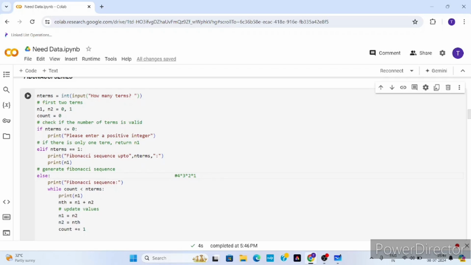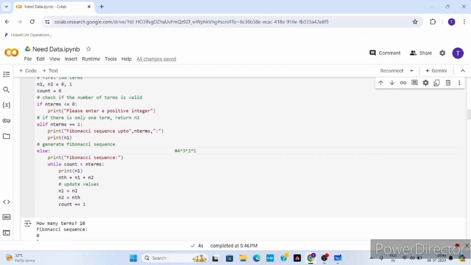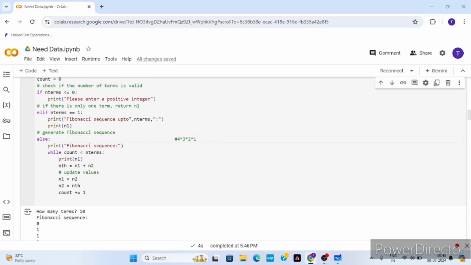So we have two numbers. n1 will be 0, n2 will be 1. If more than 2, we want to calculate. That's it. So the else part is when the value will be more than 1. My value will be 10, so it will be more than 1. So I'm just going to print this Fibonacci sequence, if the count is less than n terms.